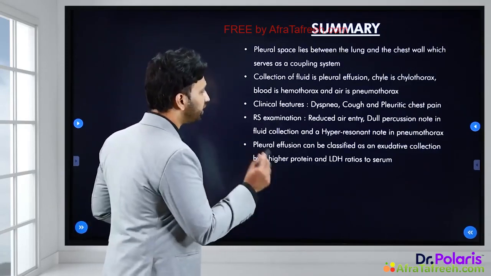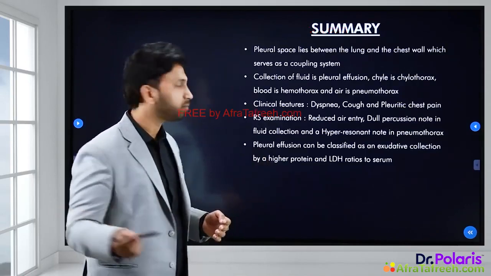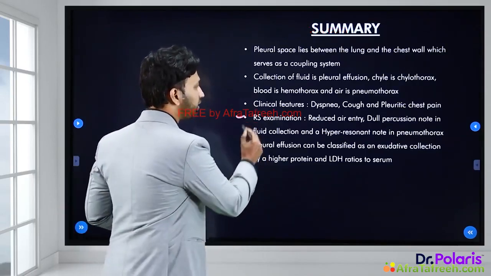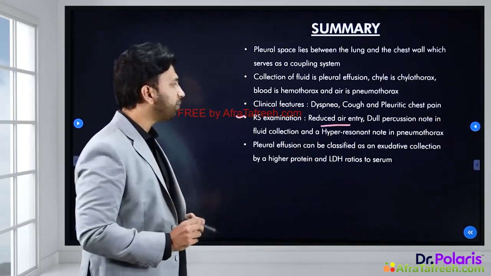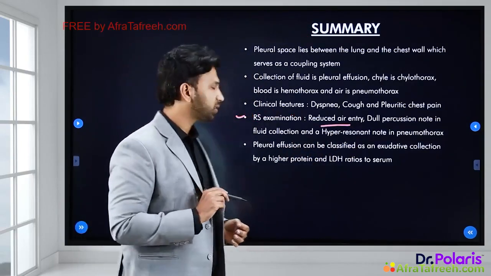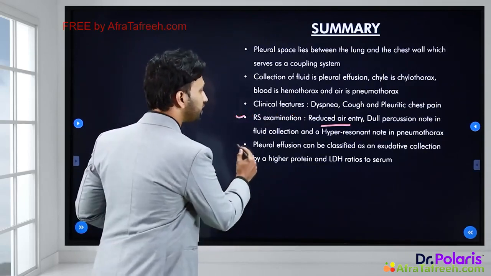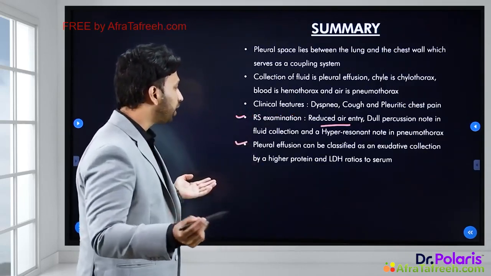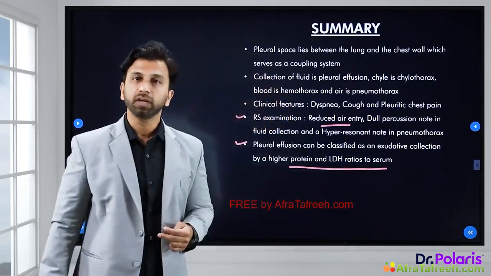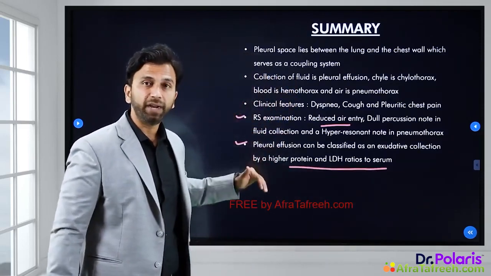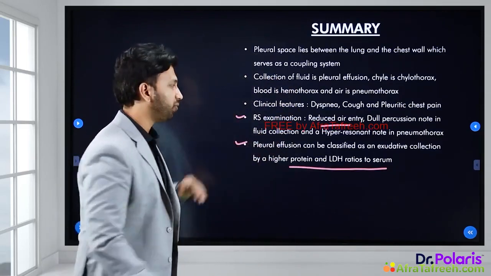Clinical features are dyspnea, cough, and pleuritic chest pain. And on examination, there is reduced air entry, a dull percussion note in fluid collection, and a hyperresonant note in pneumothorax. Pleural effusion can be classified as an exudative collection by higher protein and LDH ratios to serum. If one of three criteria is met, then it is an exudative pleural effusion.